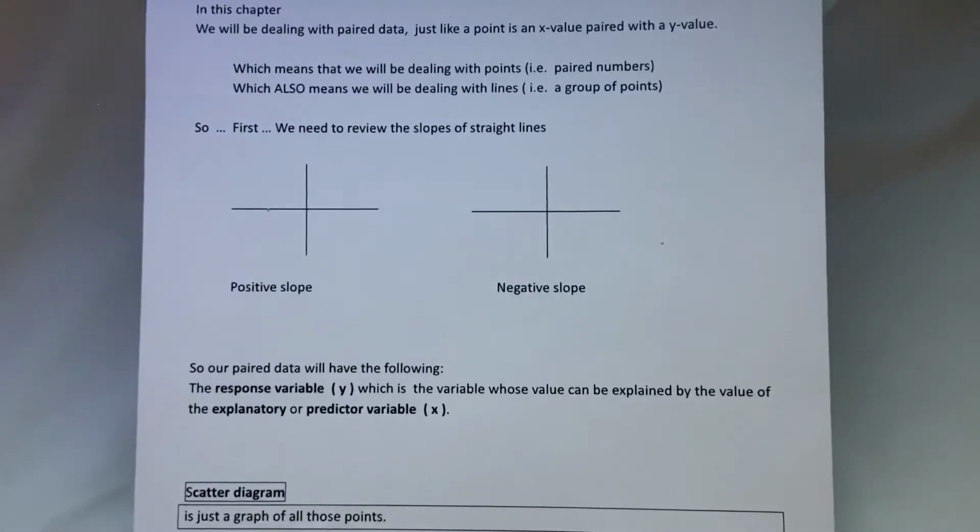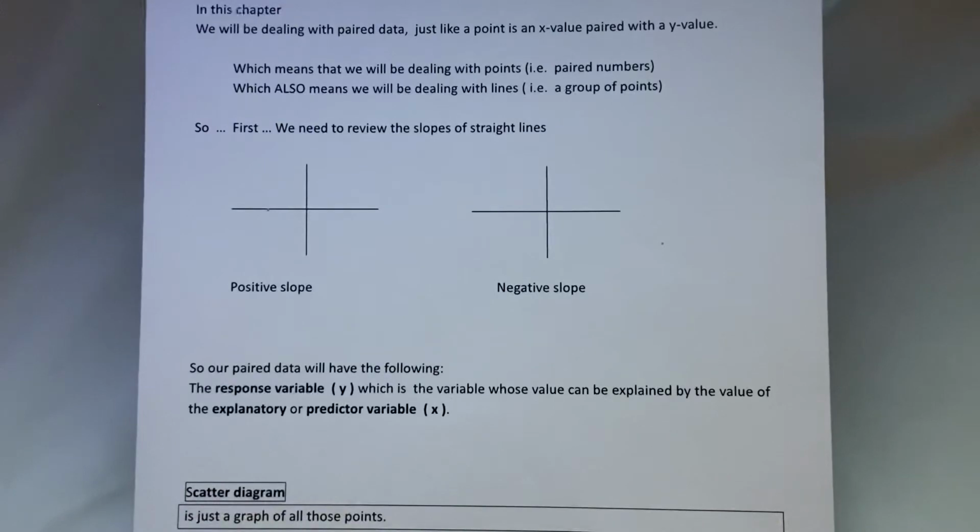Okay, so that's last chapter. Chapter 4 is about relationships between data. And so we're going to be dealing with a lot of paired data, so x and y values. So remember, x values go left to right, y values go up and down. X values will always be the first in the pair, y values second. So let's review lines and sets of points together, make lines.